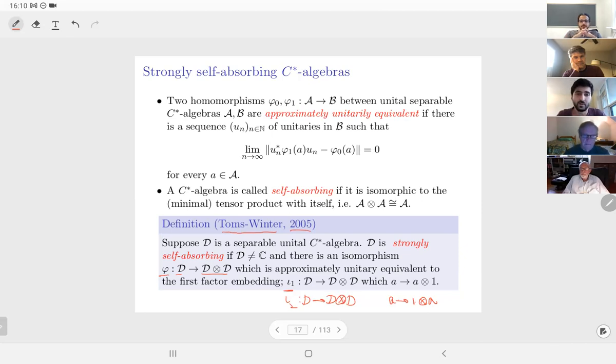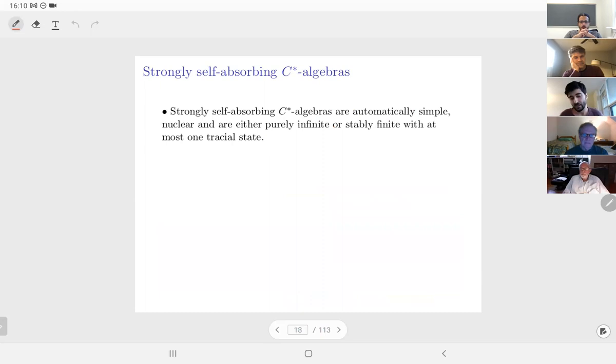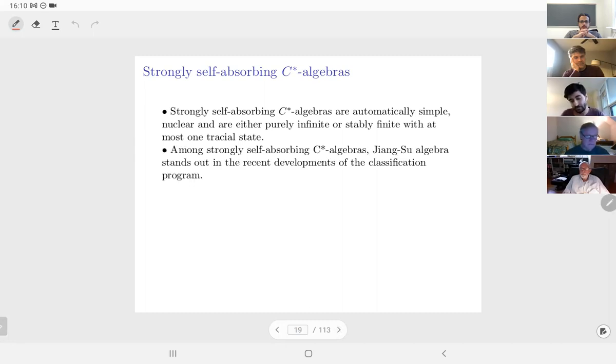And so it's important that the C-star algebra D is unital, so that you have these first and second factor embeddings. Right, as I mentioned, strongly self-absorbing C-star algebras play a very important role in the classification program. In particular, they are automatically simple, nuclear, and they are either purely infinite or stably finite with at most one trace. And among these strongly self-absorbing C-star algebras, the Jiang-Su algebra really stands out in the classification program.